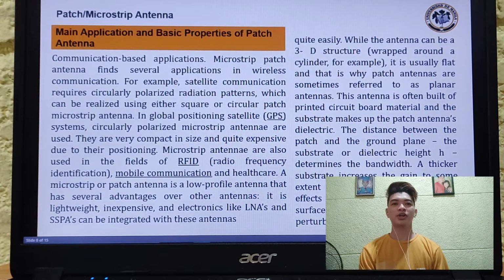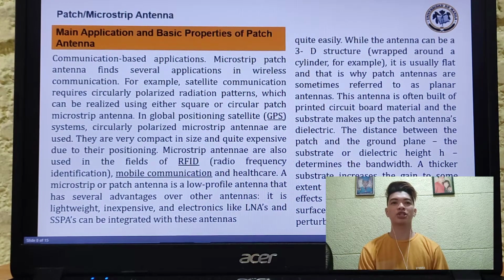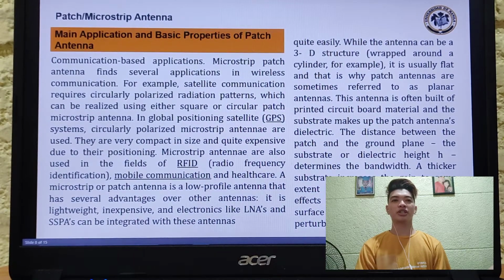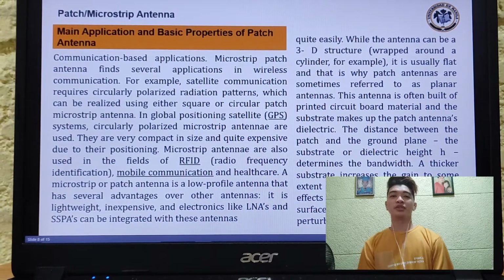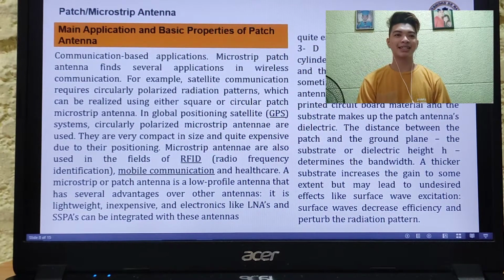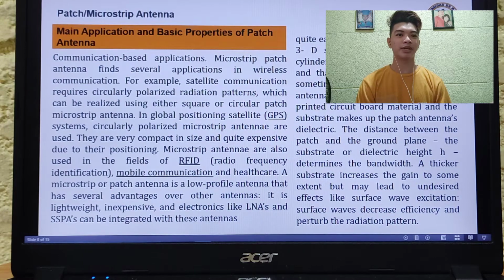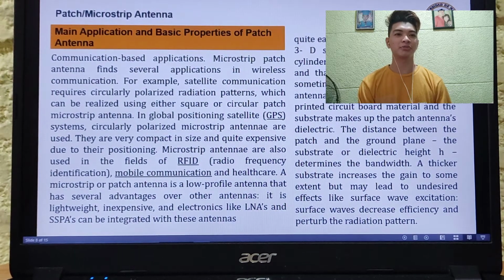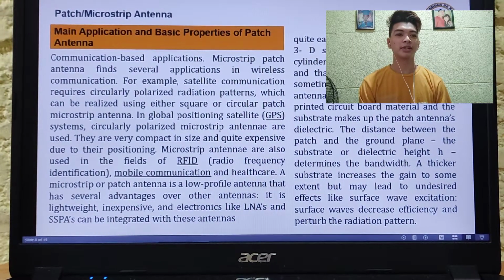This antenna is often built of printed circuit board material, and the substrate makes up a patch antenna's dielectric. The distance between the patch and the ground plane, the substrate or dielectric height, h, determines the bandwidth. A thicker substrate increases the gain to some extent, but may lead to undesired effects like surface wave excitation. Surface waves decrease efficiency and perturb the radiation pattern.